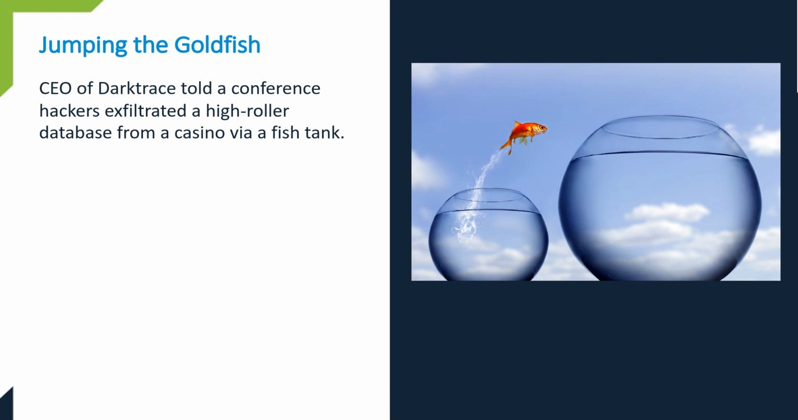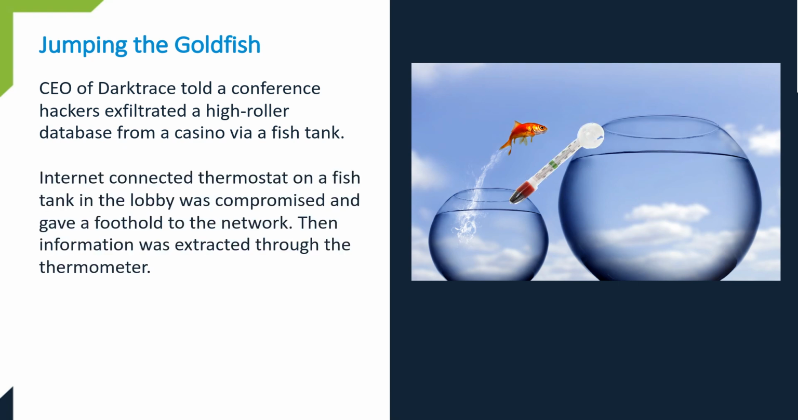There was a CEO of Darktrace talking at a conference a couple years ago about hackers exfiltrating a high roller database from a casino, and they did it through a fish tank. And it's pretty interesting because essentially there was a thermostat system, because there's a huge fish tank in the lobby, right? You need to monitor the temperature so the fish don't die. And so people reach in and check these things all from one place, and the services that maintain it can do it.